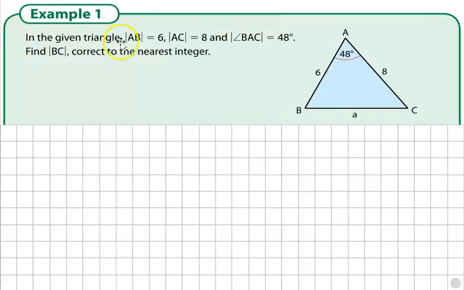Example 1. In the given triangle, AB is equal to 6 units, so this side here. AC is equal to 8 units. And the angle BAC is equal to 48 degrees. Find BC, so the length of the side here, BC, correct to the nearest integer. So an integer is a positive or negative whole number. So correct to the nearest whole number.